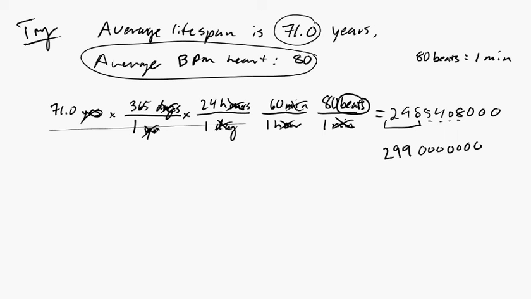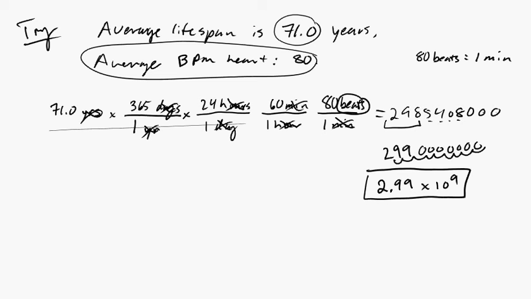And then I would also change this into scientific notation. So if I do 2.99, that'd be moving the decimal 1, 2, 3, 4, 5, 6, 7, 8, 9. So it'd be times 10 to the 9th. That's how many beats in the average lifetime.